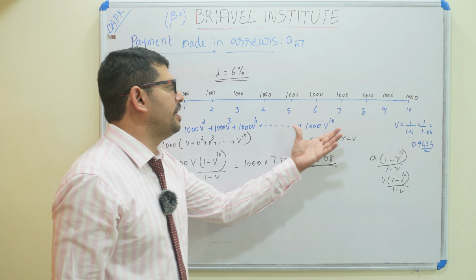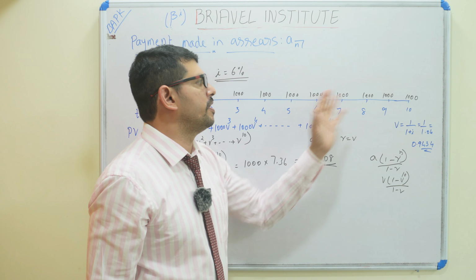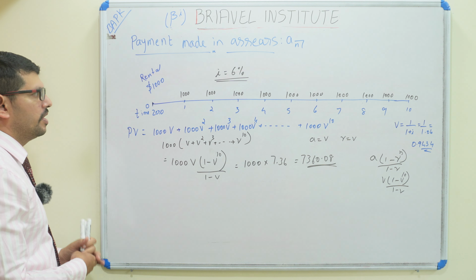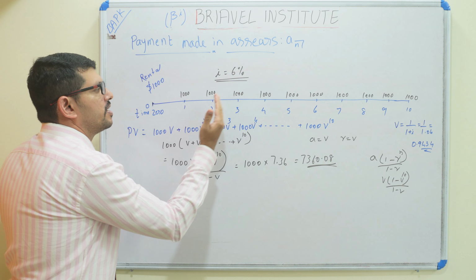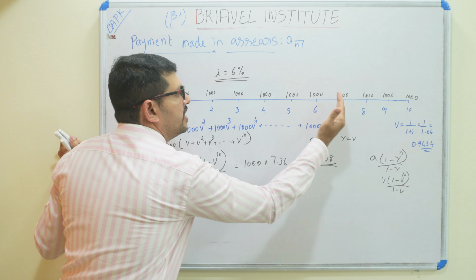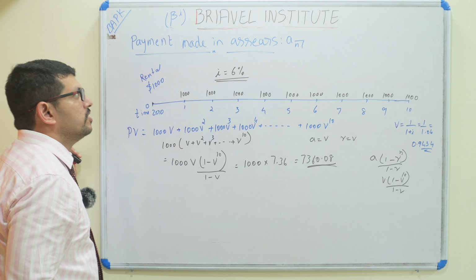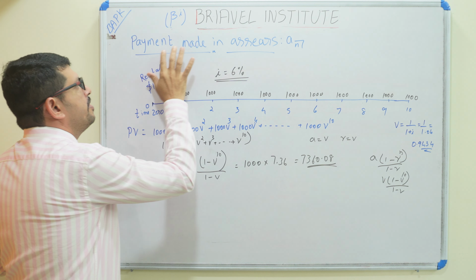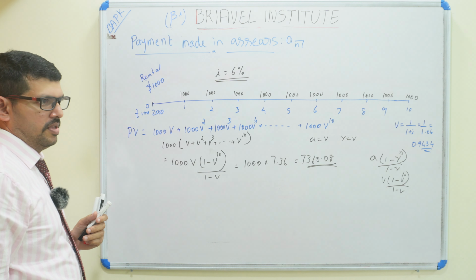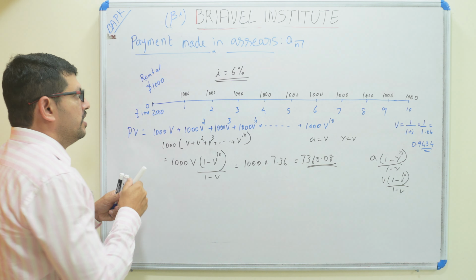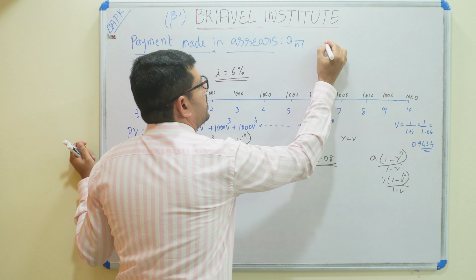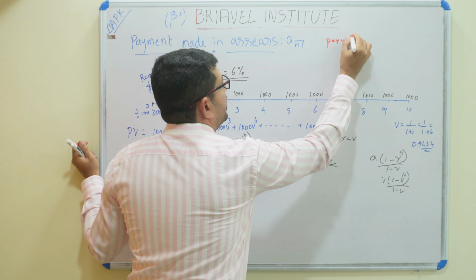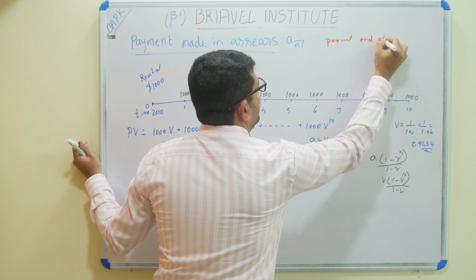So this value is found from this series of payments. So this payment is made at the end of the year. You see, this payment is made in each year, at the end of the year. So that we can call a payment made in arrears. So payment made in arrears will be at the end of the year. You see, payment made at the end of the year.